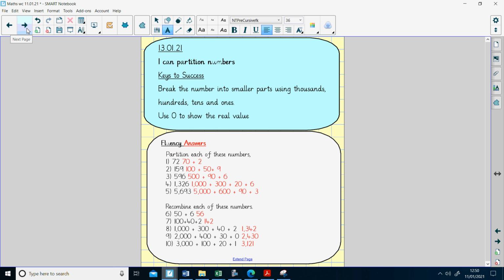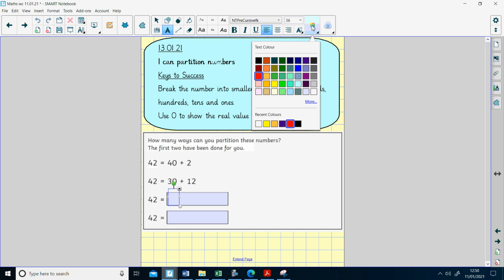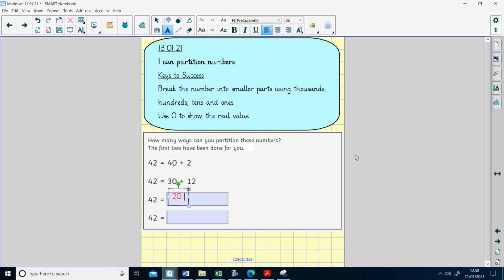Let's have a look at what we're doing next. So what we're going to do now is look at how we can partition in different ways. So on the board you can see I've got 42, and I've easily partitioned that into 40 add 2. But I can also partition it into 30 add 12. I'm going to show you now that I could also partition that number into 20 add 22. That would still give me 42.